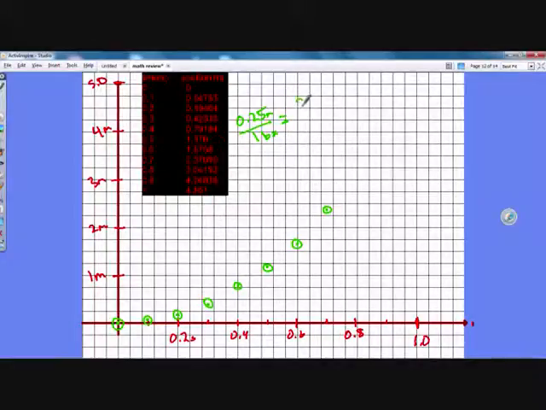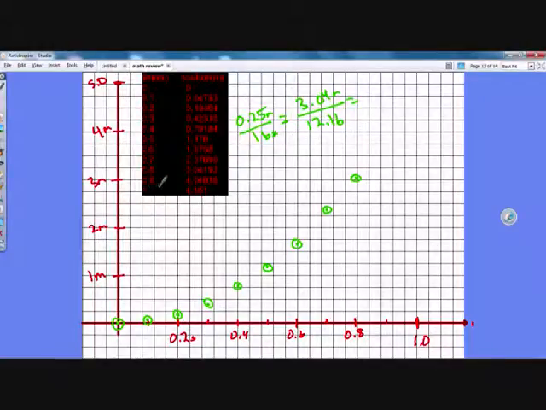0.8, 3.04 meters is how many boxes? One box times 3.04 divided by 0.25. That is 12.16 boxes, so basically 12 and a sixth. 4, 5, 6, 7, 8, 9, 10, 11, 12, and just a skosh. There we go.